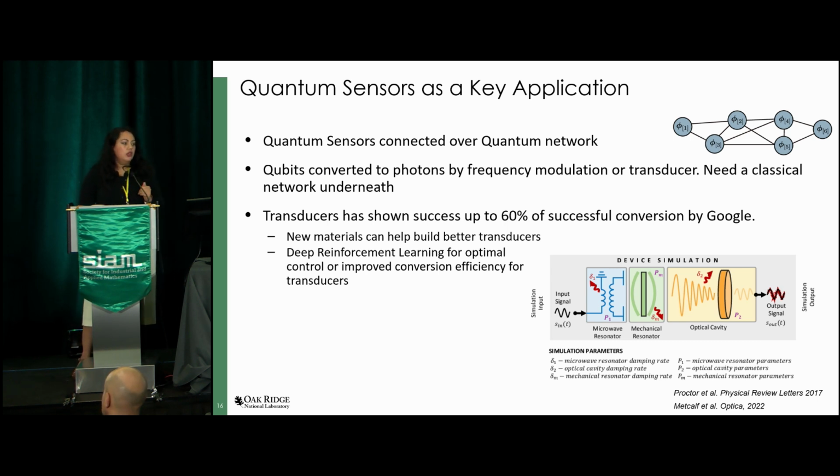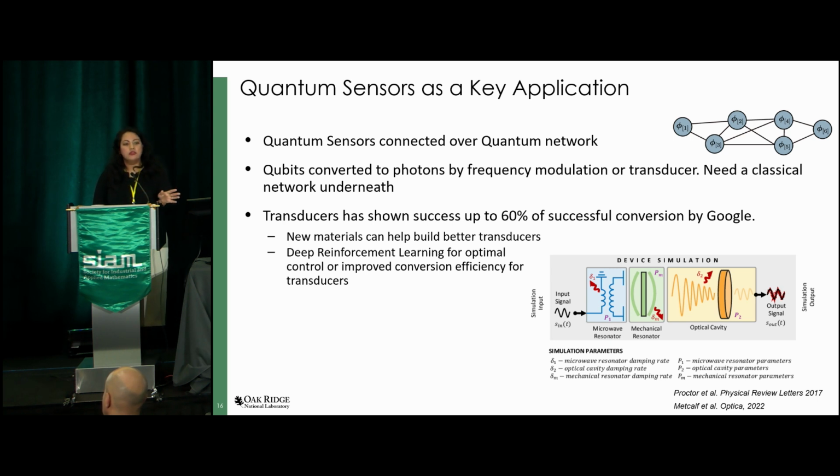One application is that as they detect something, the qubits are converted using a frequency modulation. You can convert the qubit into an optical signal, and then that becomes easy to transfer data over a classical network. So that involves using transducers or other kinds of translators in the middle that can do an efficient conversion.